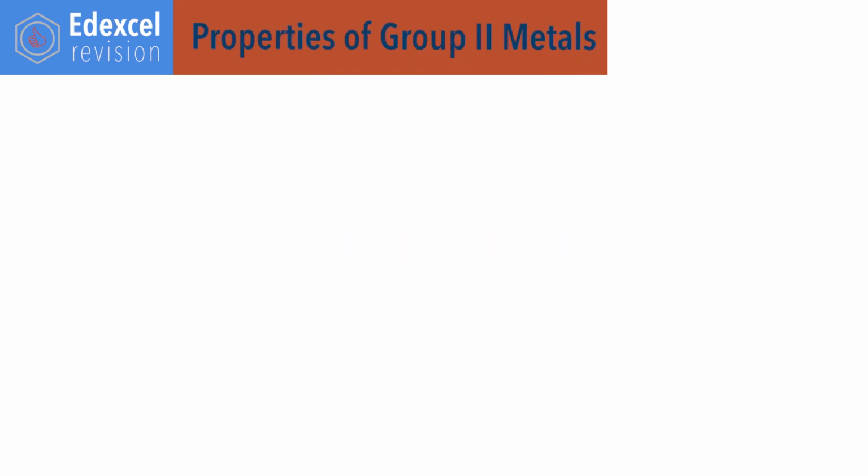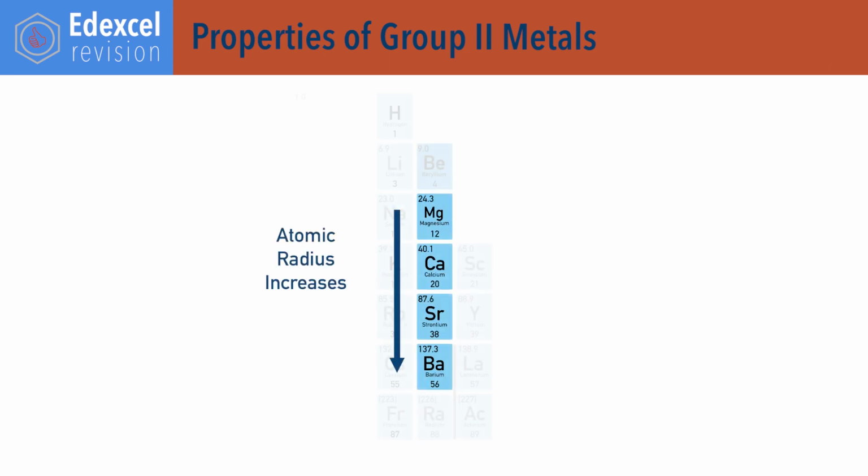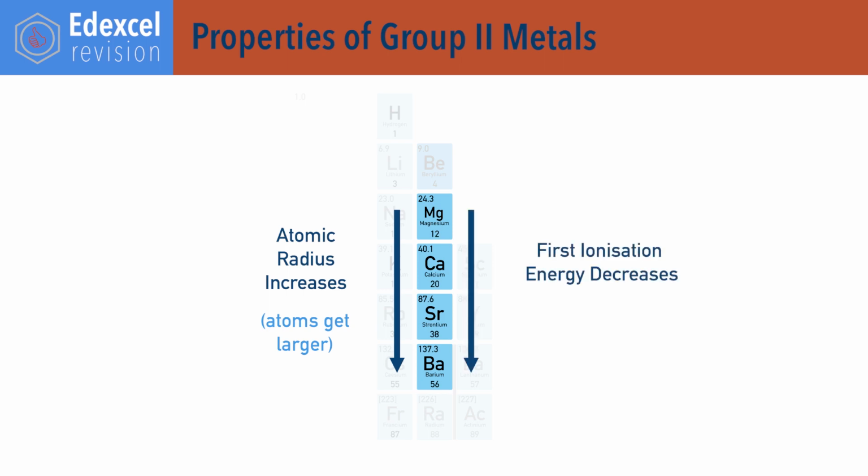Atomic radius of the group 2 metals increases down the group. The atoms get larger. The first ionization energy of the group 2 metals decreases down the group. This tells us that it gets easier to remove an electron from an atom of each metal as you go down the group.